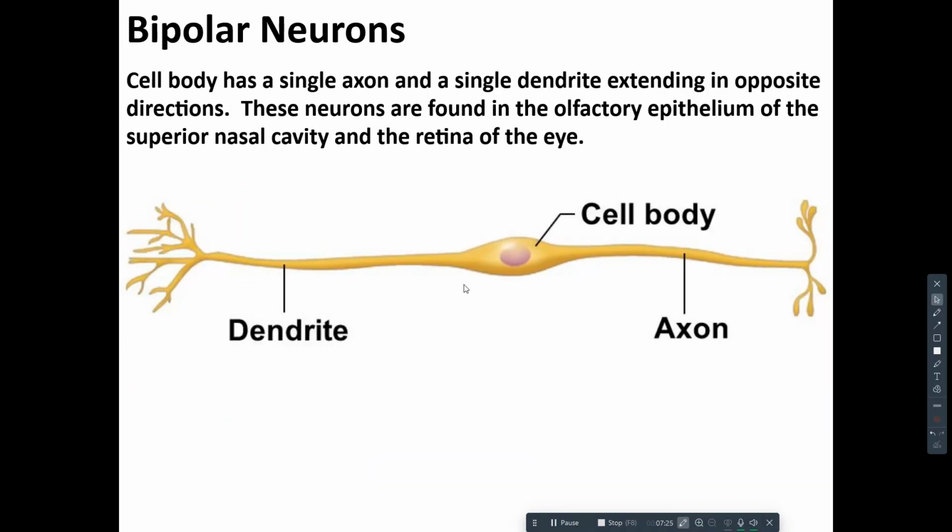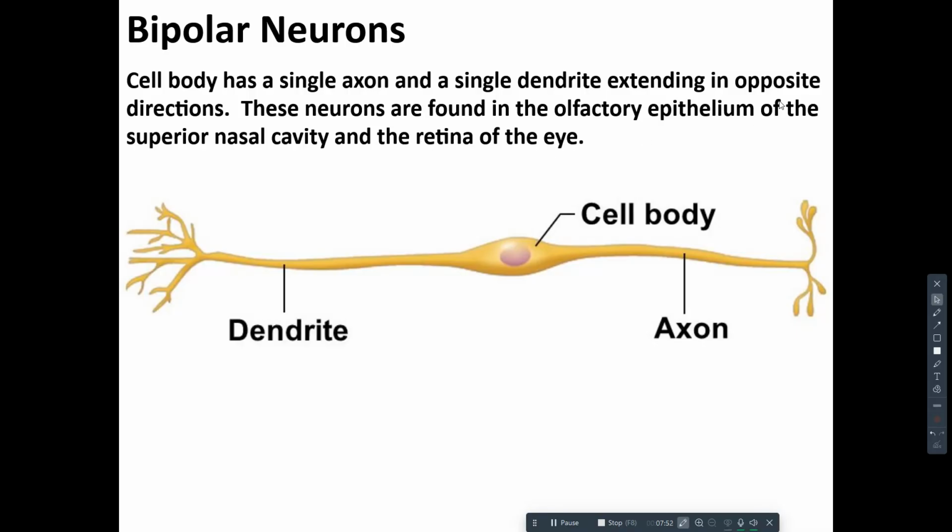Now, this is a bipolar neuron. It's got a soma here, a cell body. It's got that one axon, of course, and one dendrite that comes out. Then that dendrite branches into many branches at the end. So one dendrite that gives off a bunch of branches, and then one axon. This is going to be a bipolar neuron.